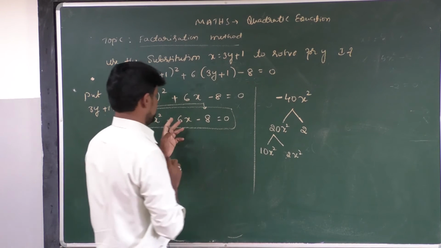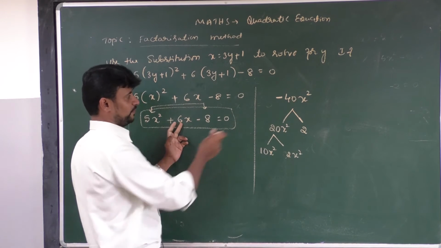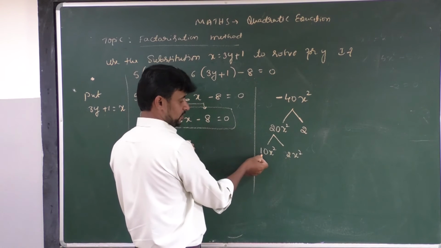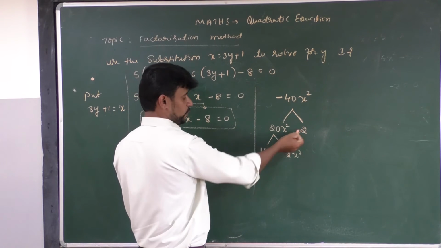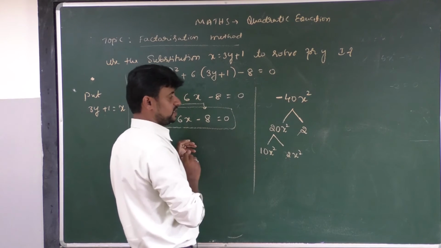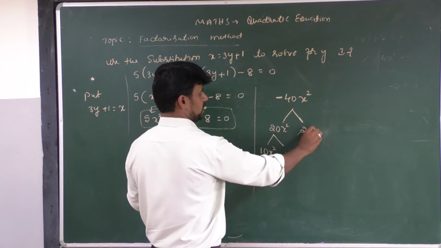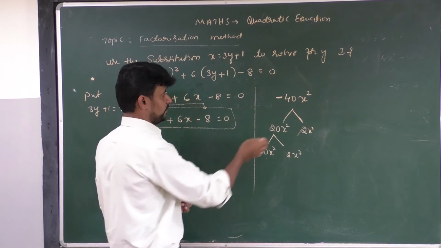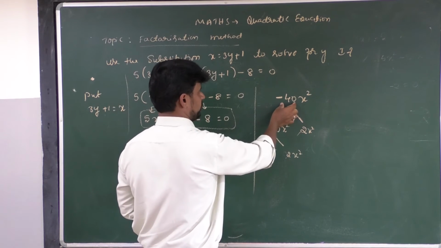20x square. Here 6 is there, very simple, 40 is there. Here if you multiply these two, 2 2s are 4, here we have 10, 10 4s are 40. This is the simple way to find the factors of 40. Okay. How can you find the factors for this 40?